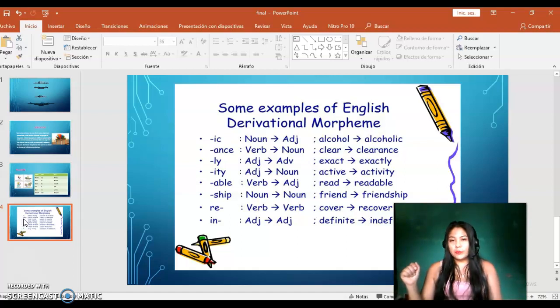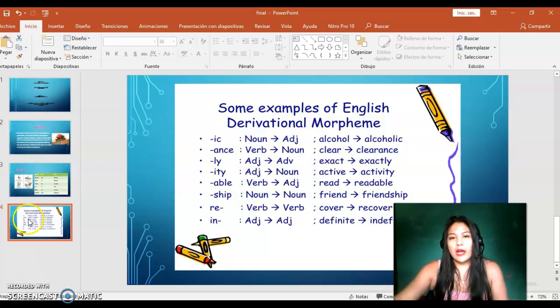The noun friend gives the adjective friendly, and cheap gives the noun French. The adjective definite and indefinite. The adjective active, with the affix -ity, gives the noun activity. Thank you very much.